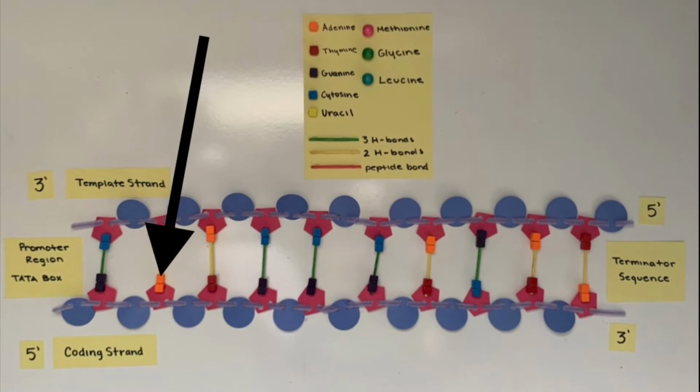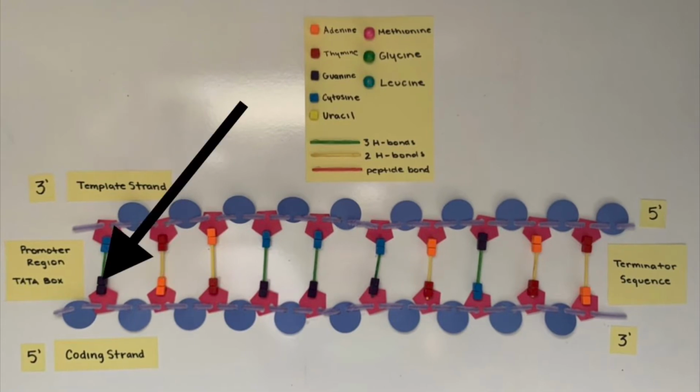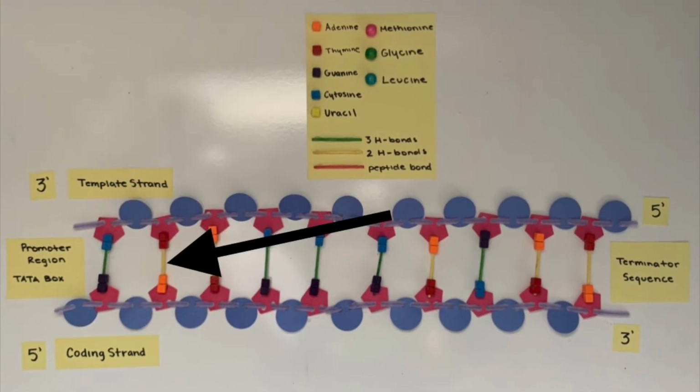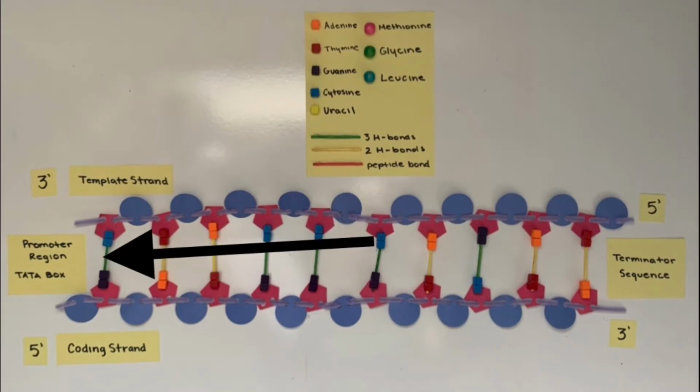There are 4 types of bases in DNA: adenine, guanine, cytosine, and thymine. Adenine pairs with thymine with 2 hydrogen bonds, and guanine pairs with cytosine with 3 hydrogen bonds. Adenine and guanine are purines, and thymine and cytosine are pyrimidines.